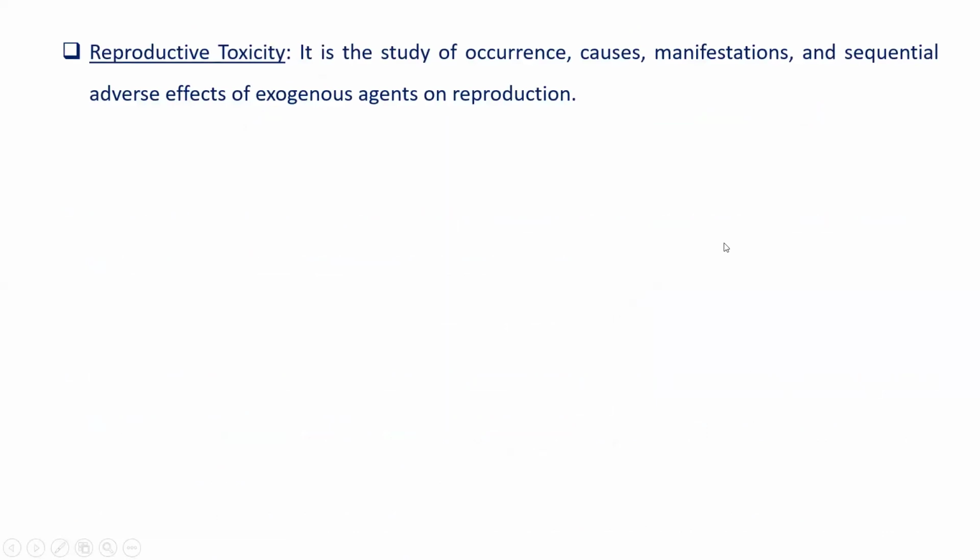What is reproductive toxicity? Reproductive toxicity is a study of occurrence, meaning appearance, then causes, manifestations, and sequential adverse effect of exogenous agents on reproduction. This is very important: the effect of exogenous agents on reproduction, which always occurs and you observe, the study of all these things is nothing but reproductive toxicity.